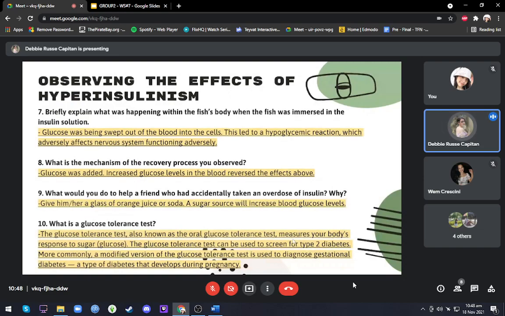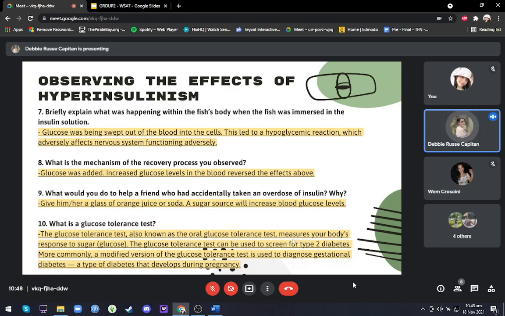Observing the effects of hyperinsulinism. So briefly explain what was happening within the fish's body when the fish was immersed in the insulin solution. So our answer is glucose was being swept out of the blood into the cells. So this led to a hypoglycemic reaction which adversely affects nervous system functioning.